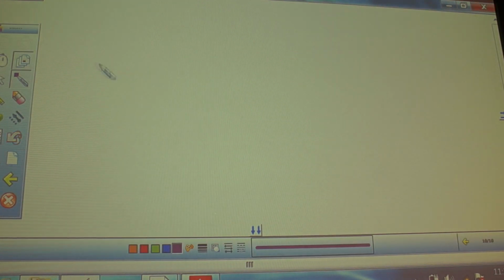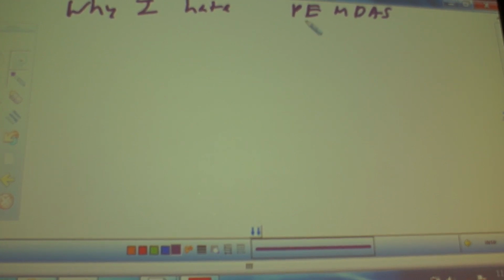Okay, so PEMDAS, this is why I hate PEMDAS. Everybody thinks that it goes parentheses, exponent, multiplication, then division, then addition, then subtraction. Not realizing these guys are really together.